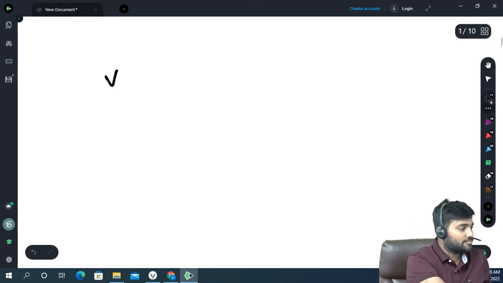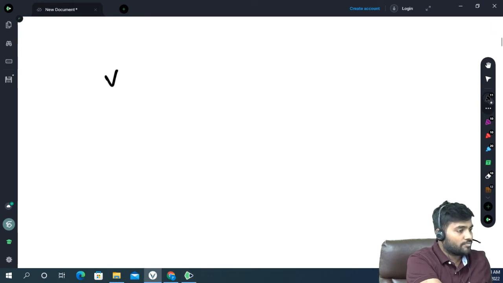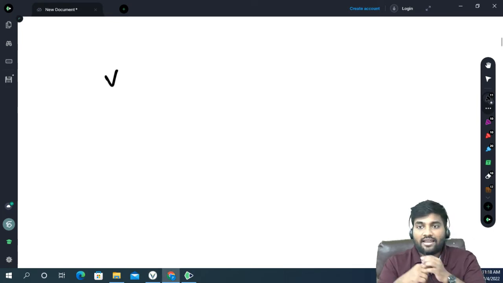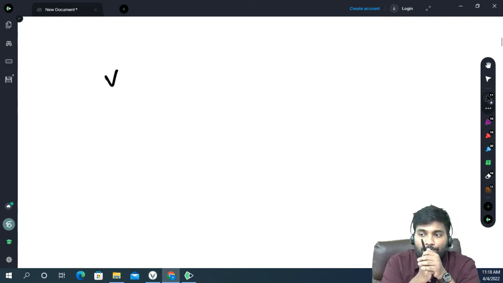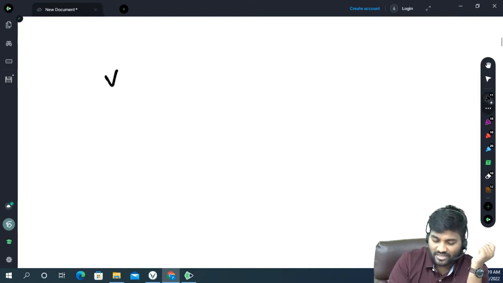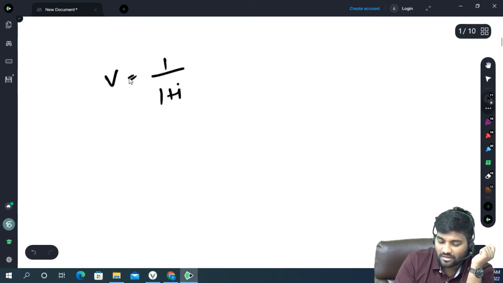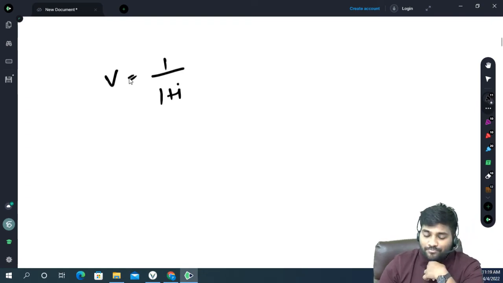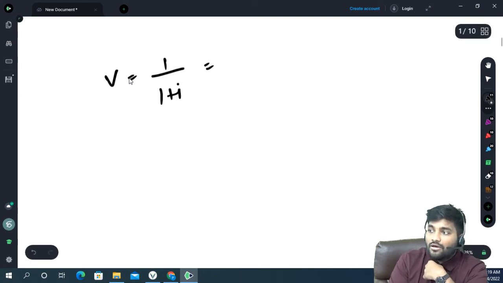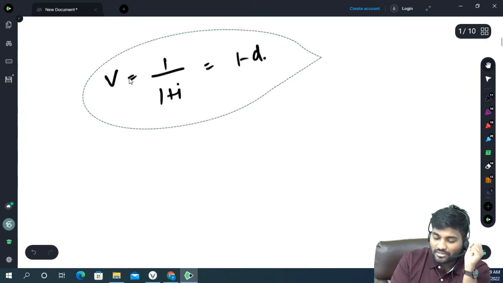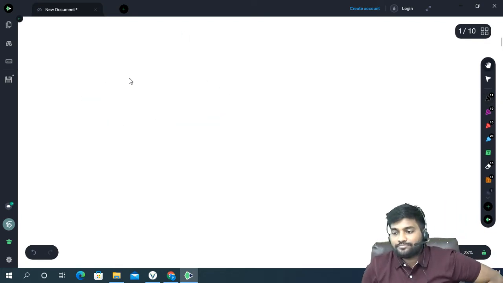What is V? Tell me fast. Dipesh, what is V? What discounting factor for? 1 year. It is a discount factor for 1 year. V is also known as 1 by 1 plus I, or 1 minus D. Clear? Write down case 1. Case 1.